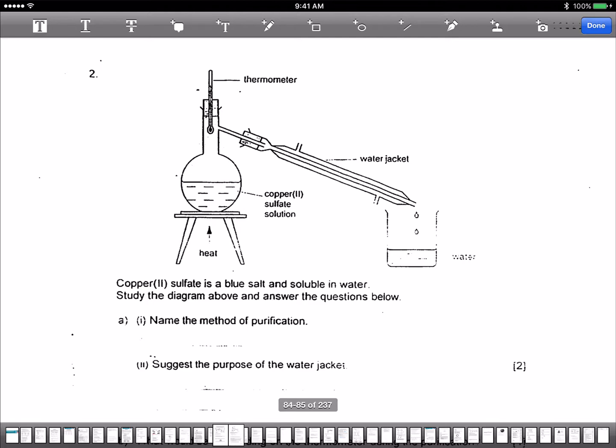What is this method of purification? Distillation. Yeah, very good. Suggest the purpose of the water jacket. It's called a condenser, water jacket, and there's another name, the Liebig condenser. They all serve the same purpose, to cool down the steam. Whatever evaporates, you cool it down so that it can condense. The purpose of the water jacket is to condense the gas or steam so that it becomes liquid. We call it water jacket here so that you don't know it's a condenser.